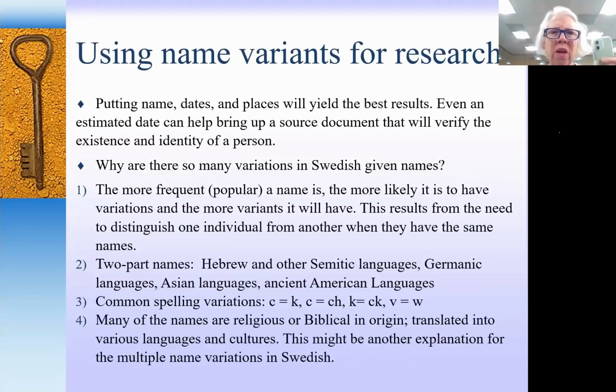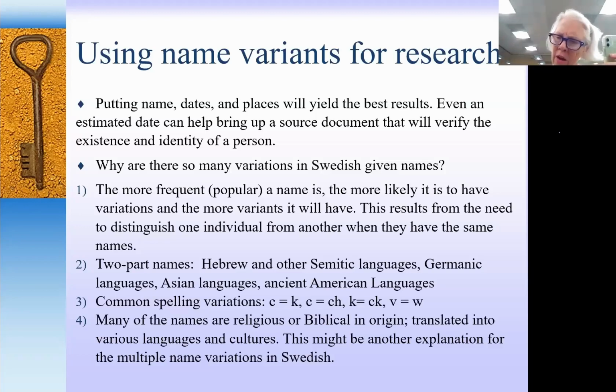So using name variants for research is best. It's optimal if you put names, dates, and places and work together with those. That's why I took the time to show you my people and my places and the dates that are relevant to me, because that's what we're doing when we're working with people of record, as well as our living family members. And even an estimated date can help bring up a source document.